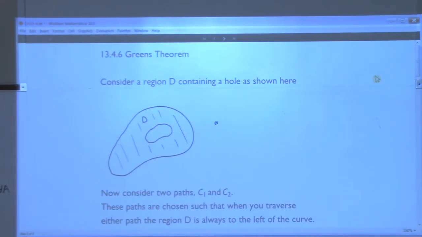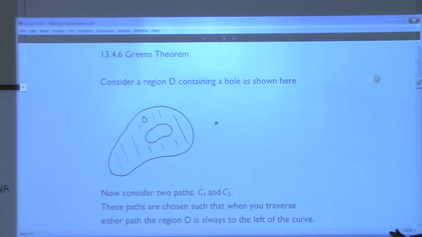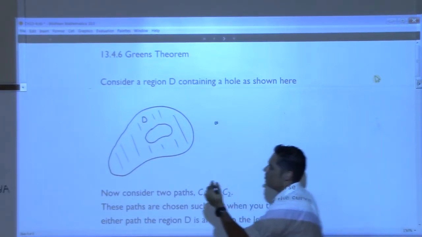Consider a region D containing a hole as shown here. All right. I'm going to draw this over here. Or you know what? I'm going to draw it right here.